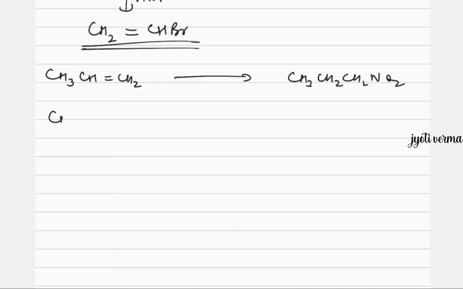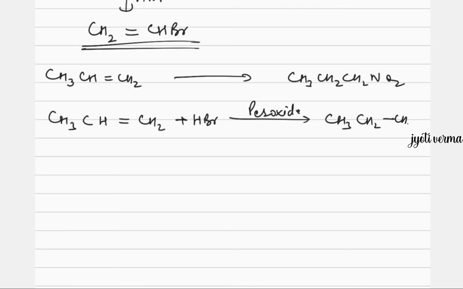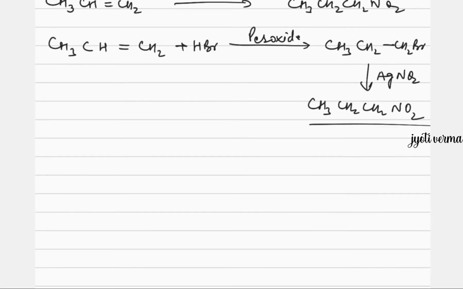We should do the reaction of propene, that is CH3CH=CH2, with HBr in presence of peroxide. Anti-Markovnikov addition will take place. We will get CH3CH2CH2Br, 1-bromopropane. Now you do its reaction with AgNO2. Then we will be getting CH3CH2CH2NO2, 1-nitropropane. So that is how we can do this conversion.